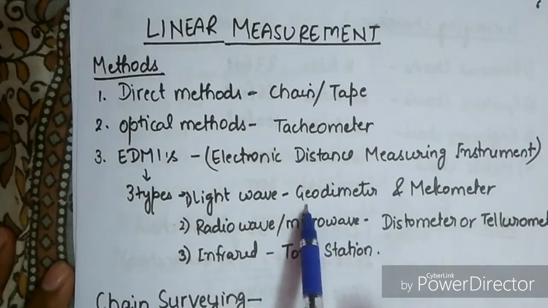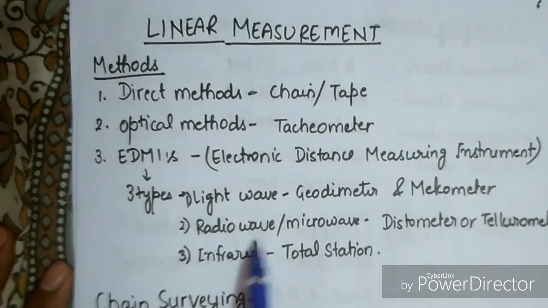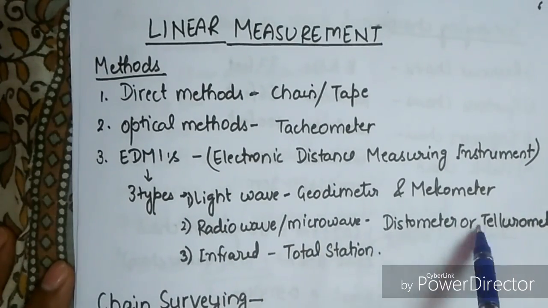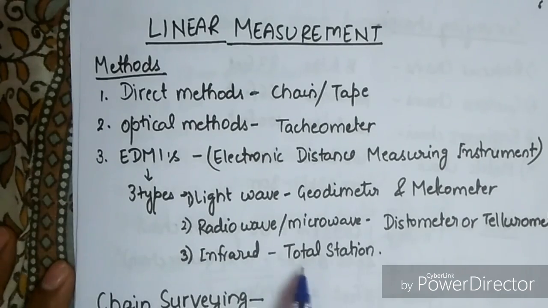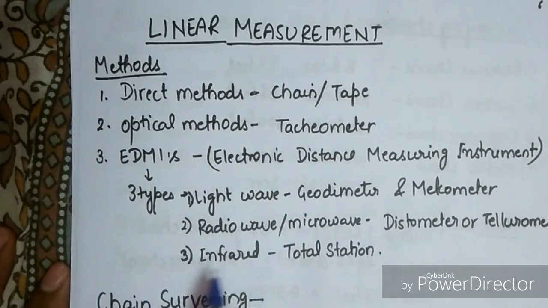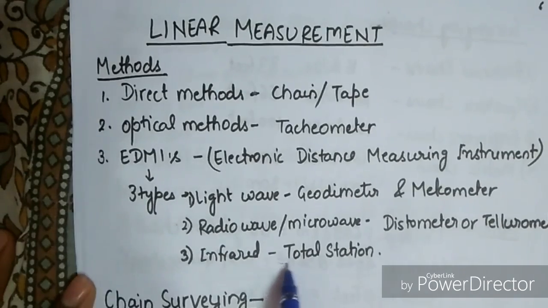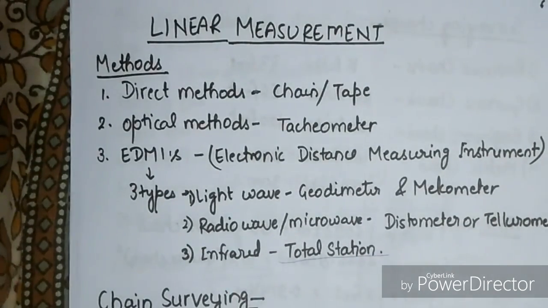Now by light wave we use geodimeter or macrometer. By radio wave or microwave we have distomat or tellurometer, and by infrared we use total station. Usually for surveys in the field we use this total station for our surveying purpose.